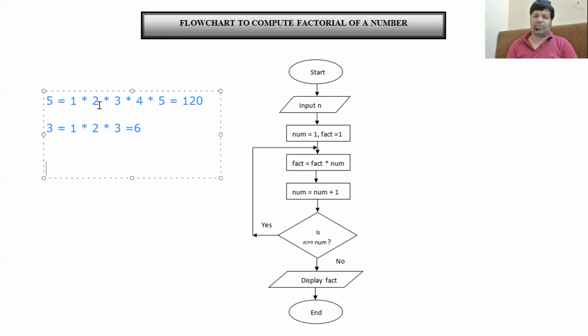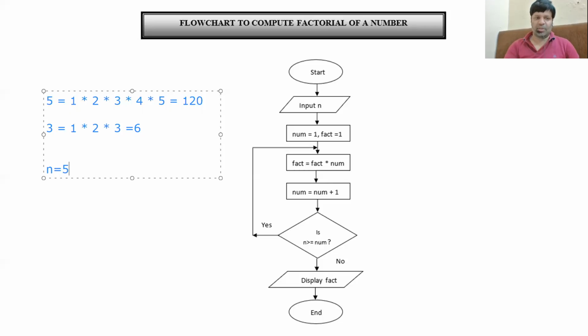The first symbol, as you already know, is start, which is an oval shape. The second symbol is used to indicate the input n. So n is the number for which we want to find the factorial. So what will be the initial value of n? n is equal to 5.